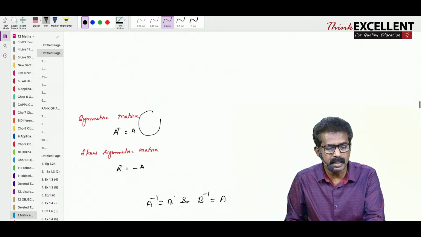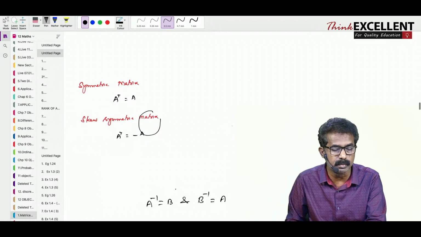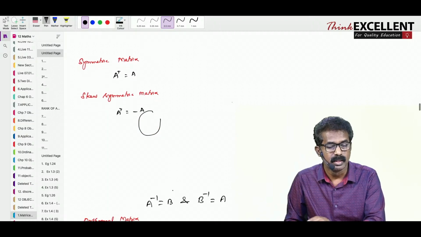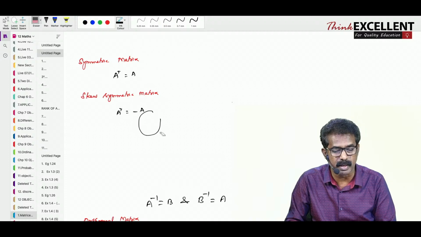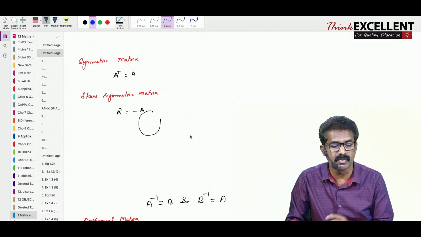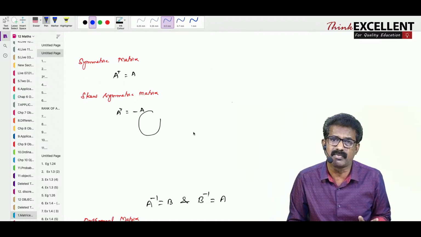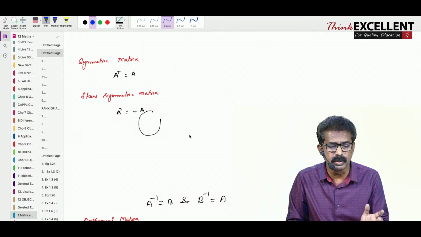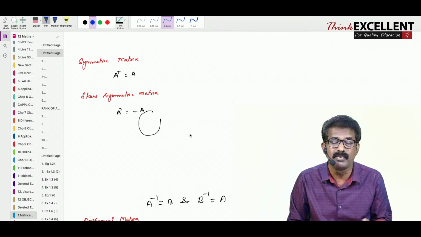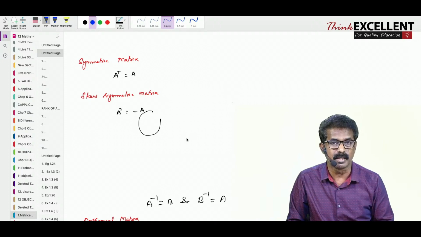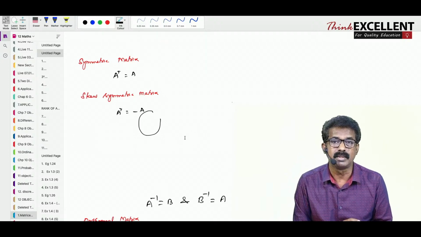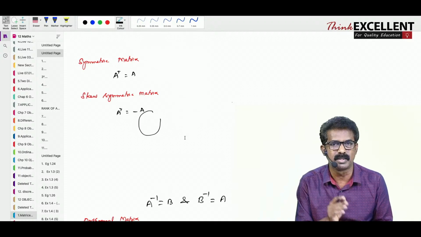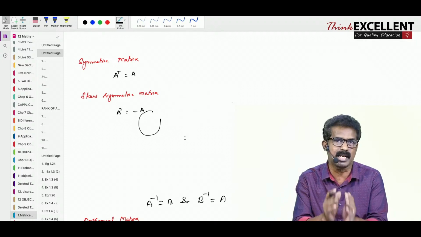Now listen to the next one: symmetric matrix. What is a symmetric matrix? You just take the transpose. All of you know how to take the transpose of a matrix, right? When you take the transpose of a matrix, if your answer is A itself, that is, A transpose is A, we say it is a symmetric matrix. When you take the transpose and the answer is minus A, we say it is skew symmetric. So symmetric, skew symmetric. You take the transpose of a matrix.